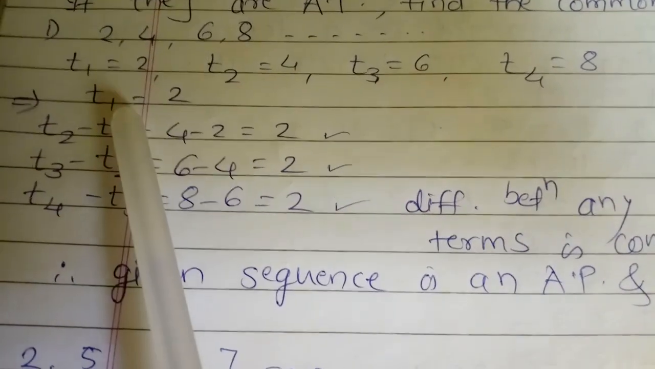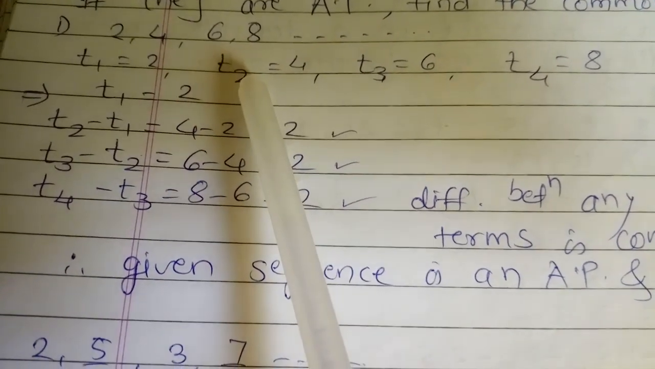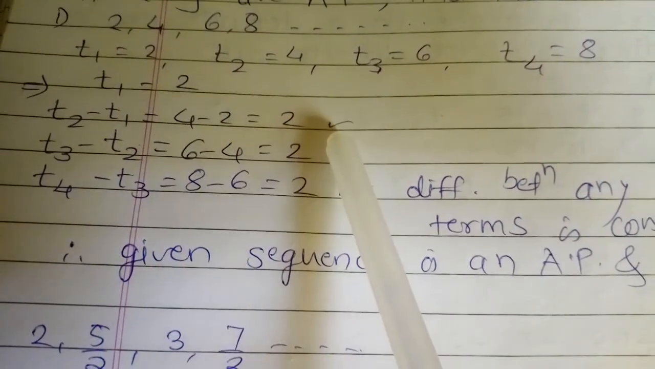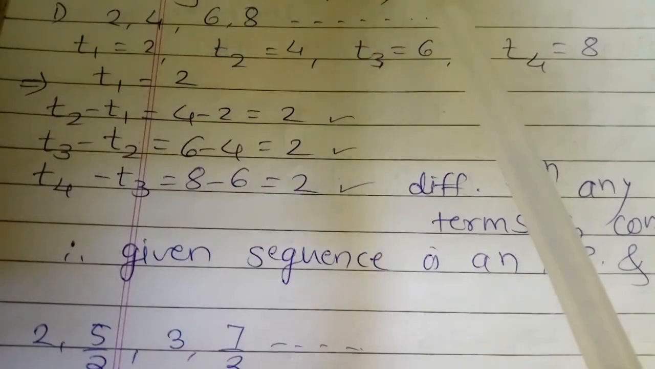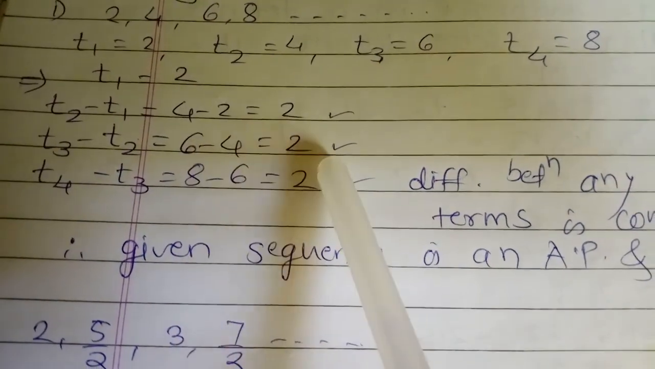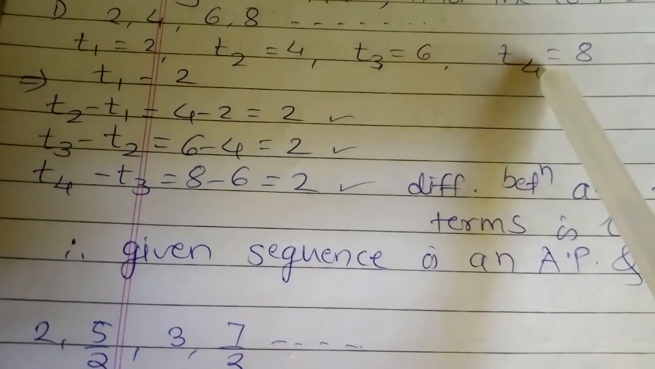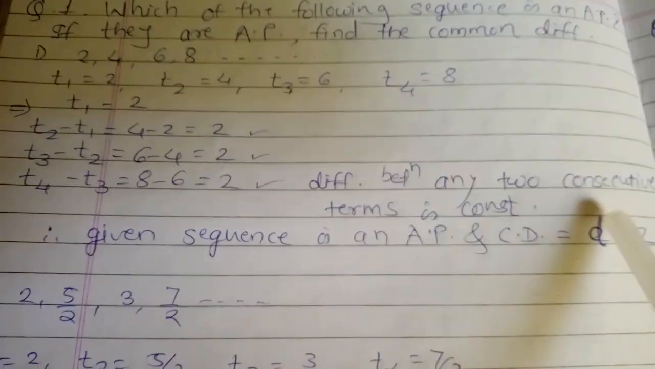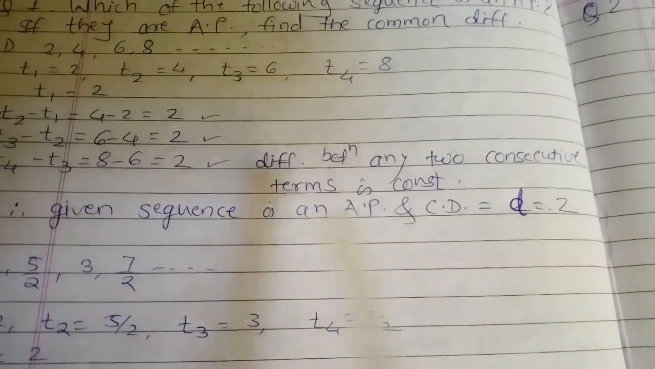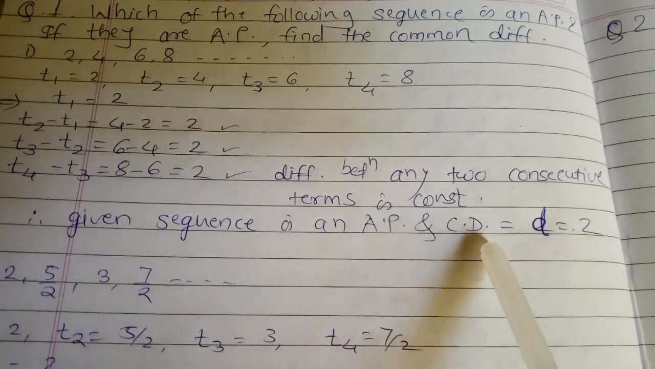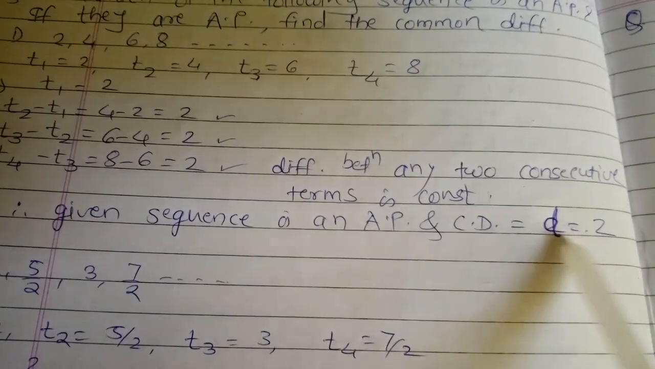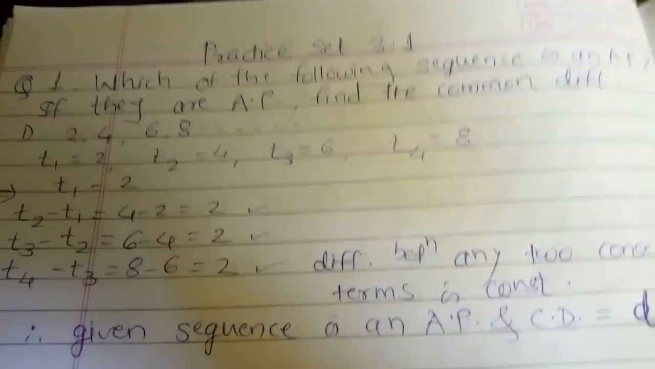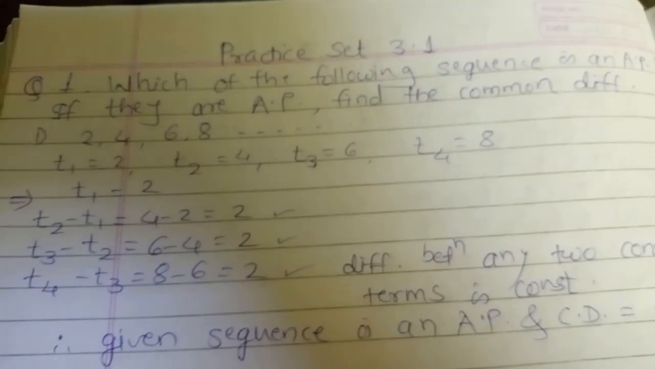My first term is T1, that is 2. Now we have to find out the common difference. T2 minus T1, that is 4 minus 2 is equal to 2. Next, T3 minus T2, 6 minus 4 we get 2. Again T4 minus T3, here we get 8 minus 6, that is 2. And since the difference between any two consecutive terms is constant, the given sequence is an AP, and the common difference D is 2. So by the simplest method we can easily find out whether the given sequence is an AP or not.